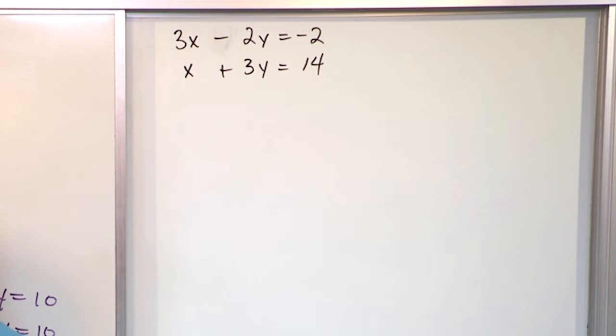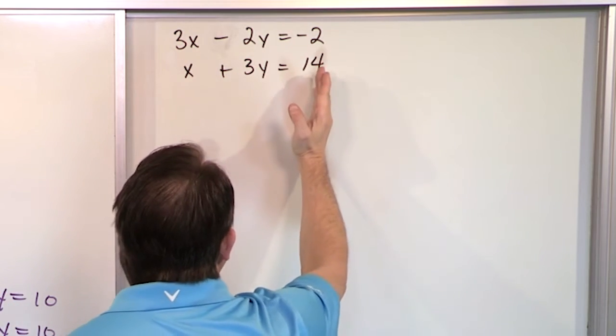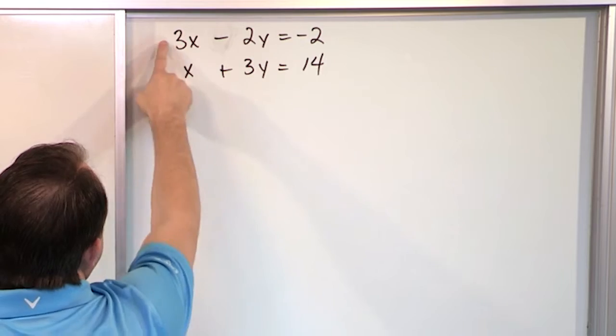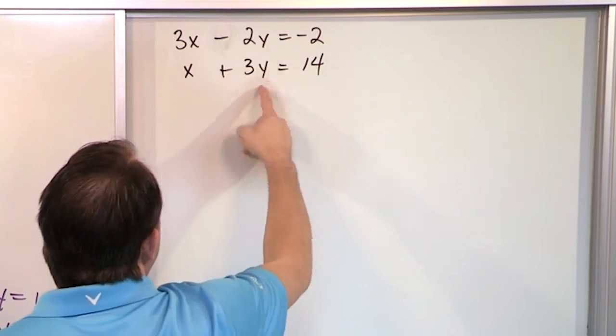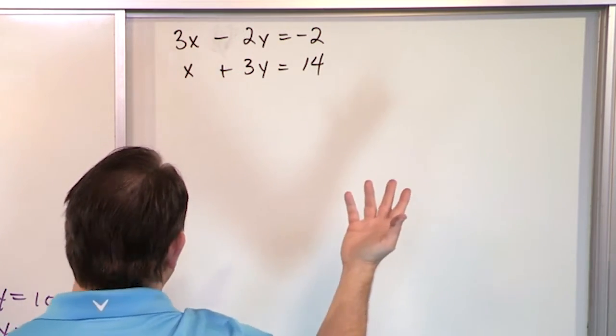So the first thing you do is you line them up: x's, y's, numbers. And you say, okay, if I add these together, will these cancel? No, they won't. If I add these together, will they cancel? No, they won't. So I have to do something.